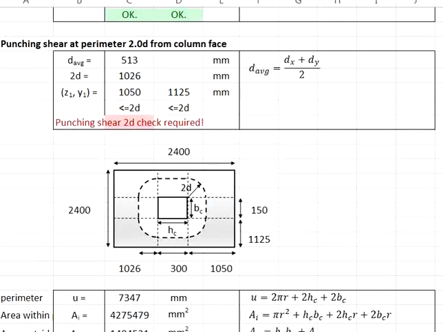In the following videos, we're going to check for the punching shear, as this is another important aspect in the design of the pad footing. Stay tuned.